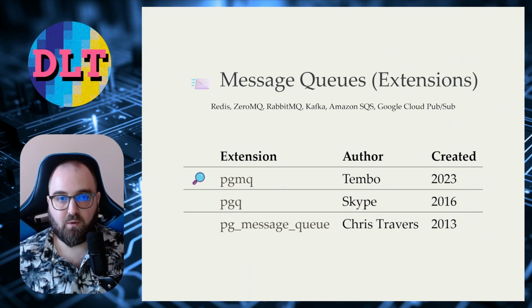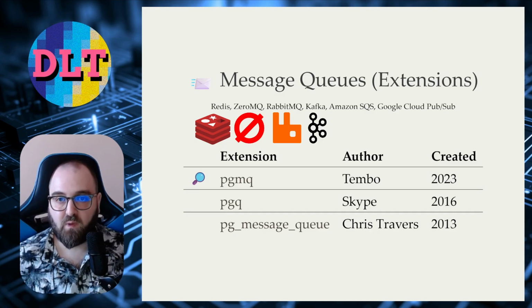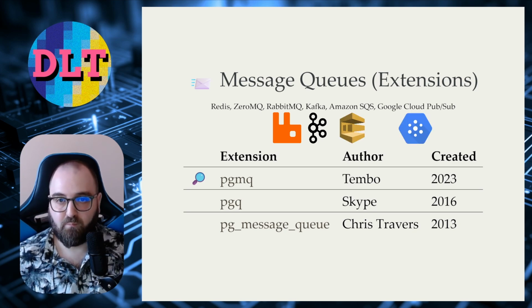And now we're going to go into message queues. As usual, we've got some reference examples outside of Postgres. You've got Redis, where you can use the queue or the PubSub API. You've got ZeroMQ, RabbitMQ, and Apache Kafka. And for cloud, you've got Amazon Simple Queue Service and Google Cloud PubSub.